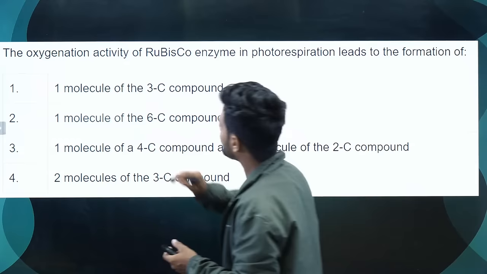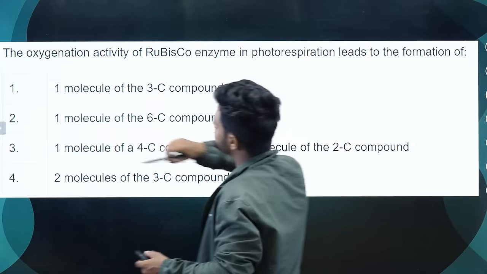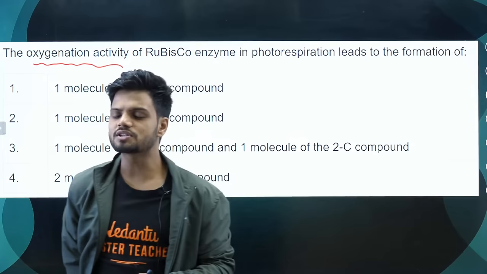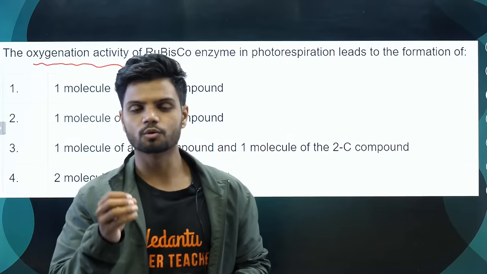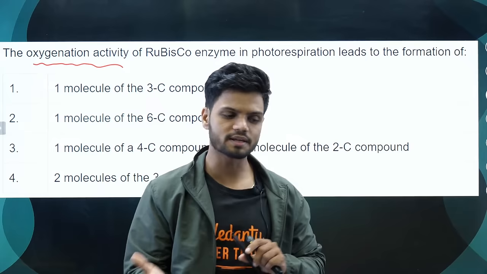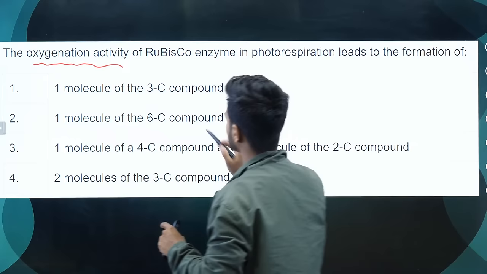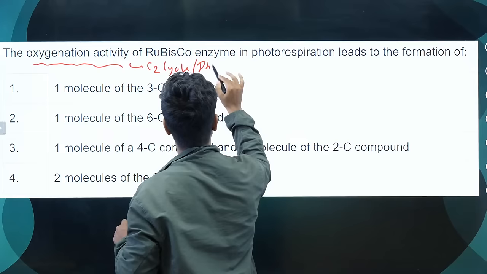Next question, the oxygenation activity. Tell me in the chat, when we speak about oxygenation activity, is it a C2 cycle, a C3 cycle, or a C4 cycle? Rubisco can have oxygenase and carboxylase activity. If it has carboxylase activity, we can use it in C4. If it has oxygenase activity, it is mainly involved in photorespiration. It is the C2 cycle, also called photorespiration.